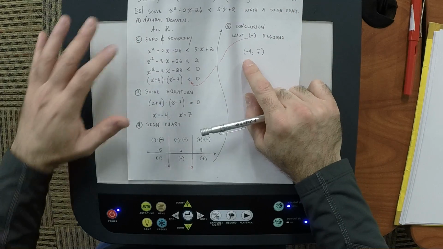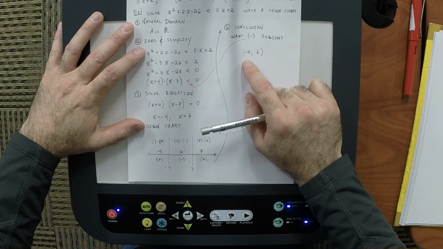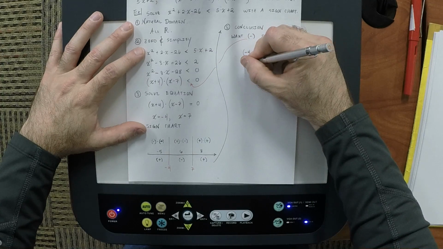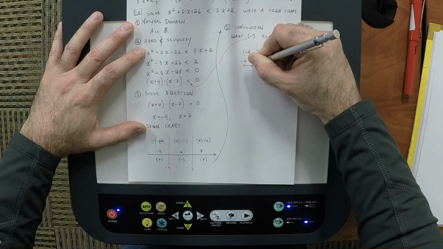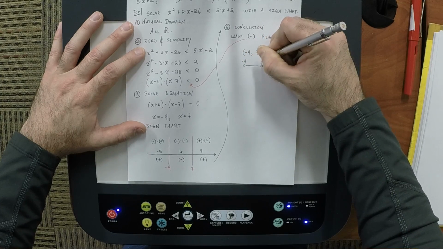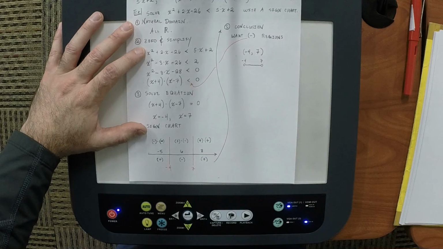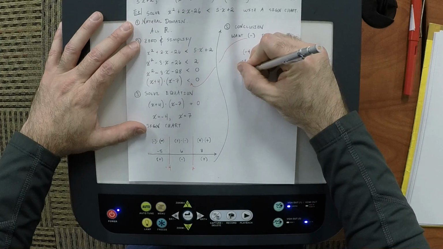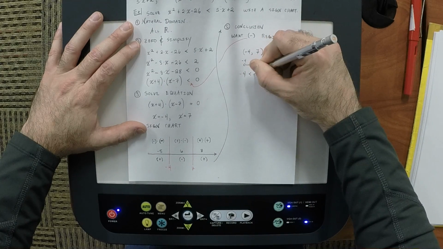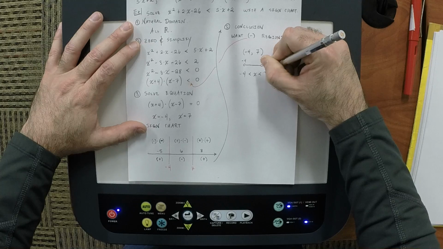Then how could you plot it? Open circles. Yeah, open circle at -4, and then this line segment here. And then algebraically, that is to say with inequality symbols, you could write it as -4 less than x less than 7.